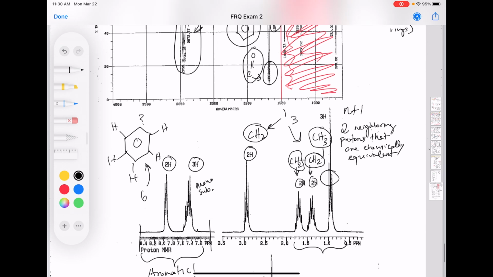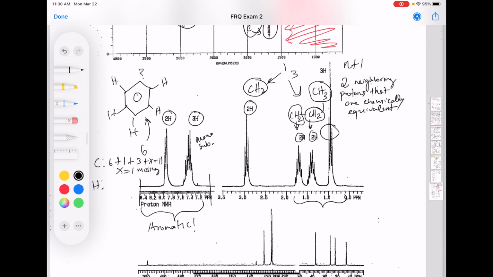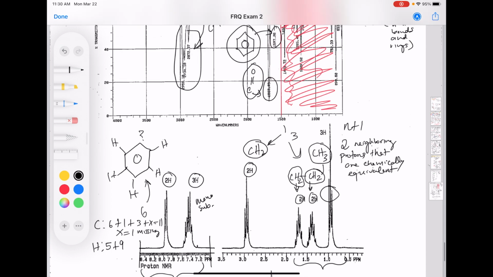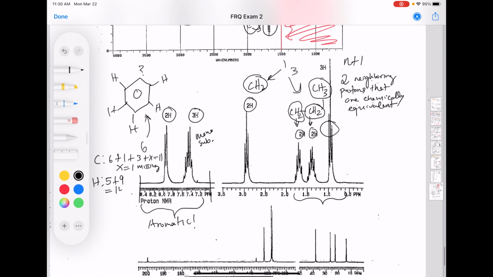Let me write this down to be more clear. We had 6 from the aromatic, we had 1 from the CH2 group, and we had 3 from the other 3 that were close to each other in the 0.5 to 2 ppm region. So far we have 10, but we are missing 1. And in the hydrogens, we have 5 from the aromatic ring, and from all the CH groups, if we count it, 4 plus 2 is 6, plus 3 is 9. And that gives us 14. So we have all the hydrogens we need, but we're missing a carbon and we are missing one oxygen.